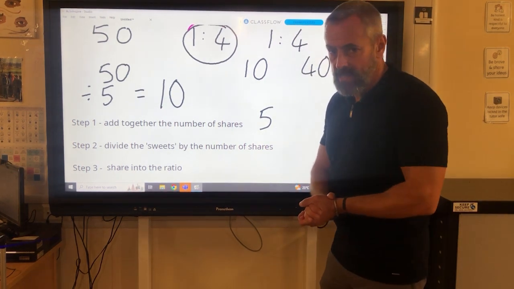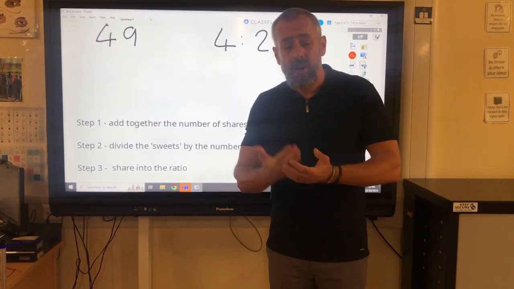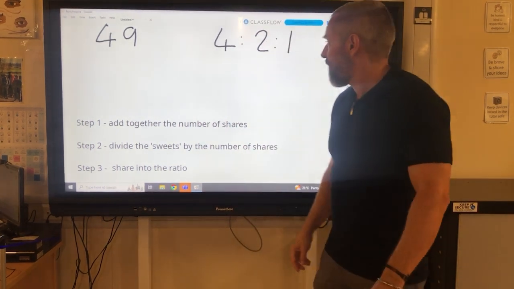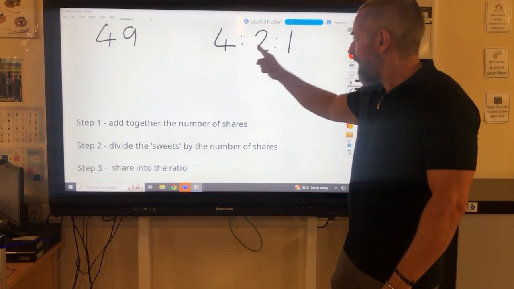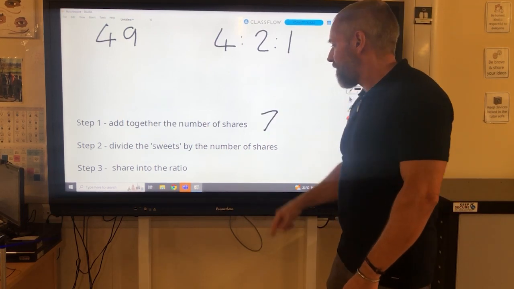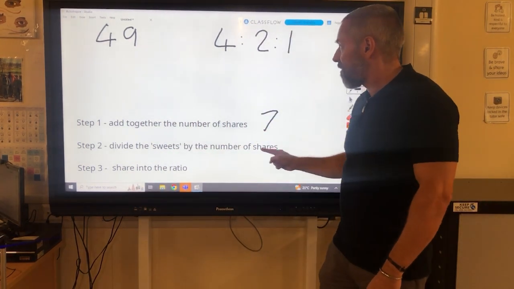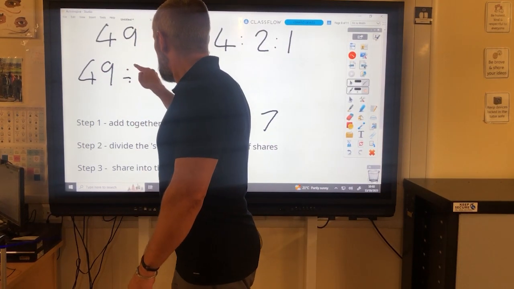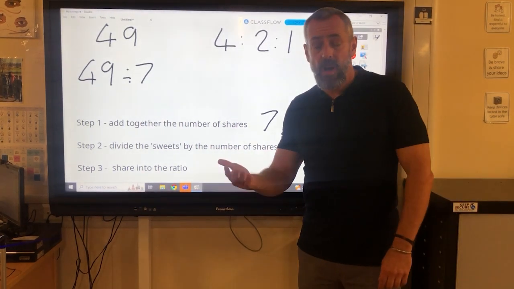Okay, let's do another example. Looks slightly tricky, but the process is exactly the same. We've got 49 sweets that we're sharing out. Let's follow the process. Add together the number of shares. That's this bit. So 4 plus 2 plus 1 will give us 7. Second step, divide the sweets by the number of shares. Well, 49 divided by 7 will give us 7. That means that each share is worth 7.